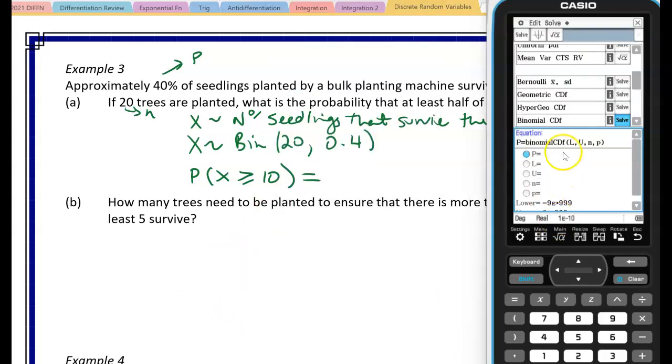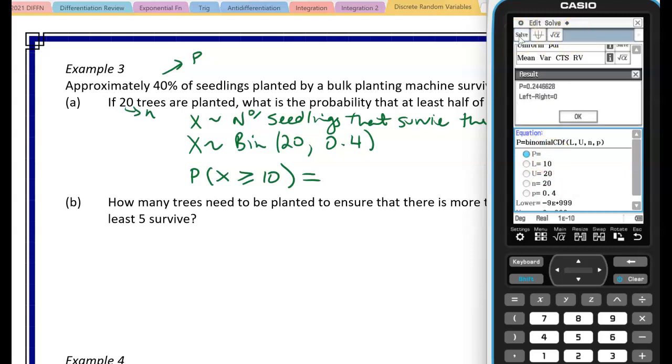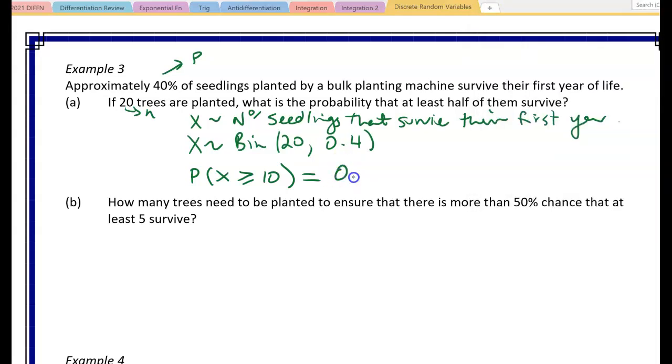All right, so X greater than or equal to 10, which means we start at 10 and we end at 20. Number of trials is 20. Probability of success is 0.4. And then we just solve for P. And there it is, 0.24466.